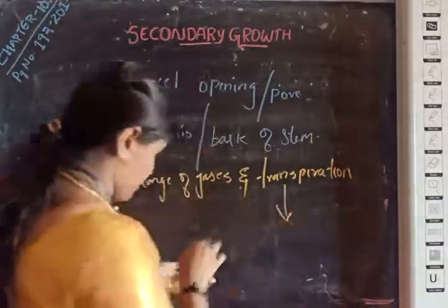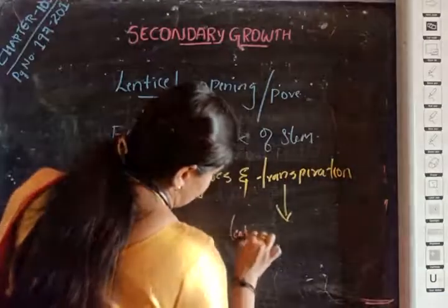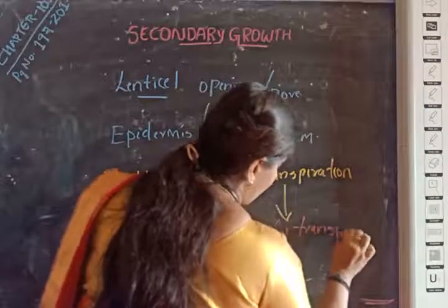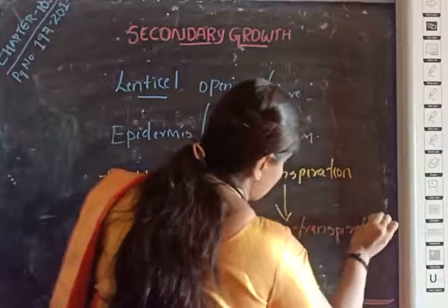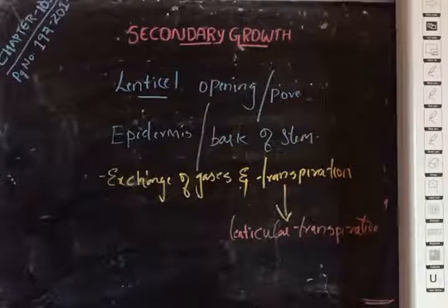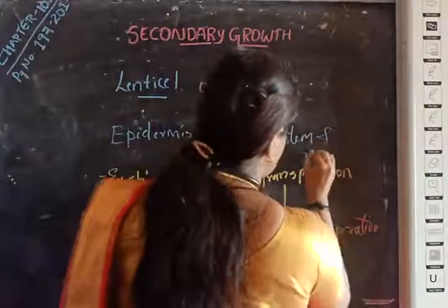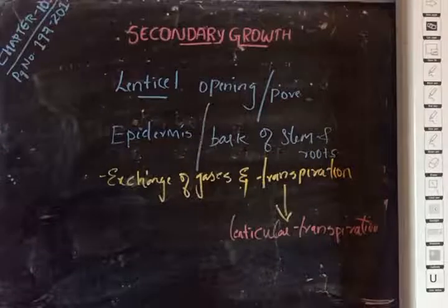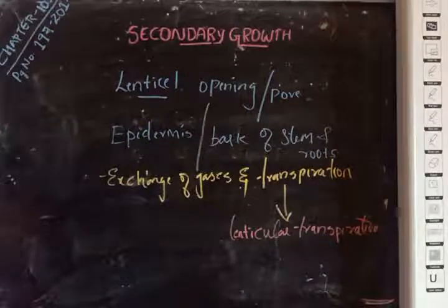Such type of transpiration is called lenticular transpiration. So transpiration that occurs through lenticels is called lenticular transpiration. Lenticels are simply the openings or pores on the epidermis of the bark of stem and roots. Roots also sometimes contain lenticels, and they help in the exchange of gases, and also are involved in transpiration.